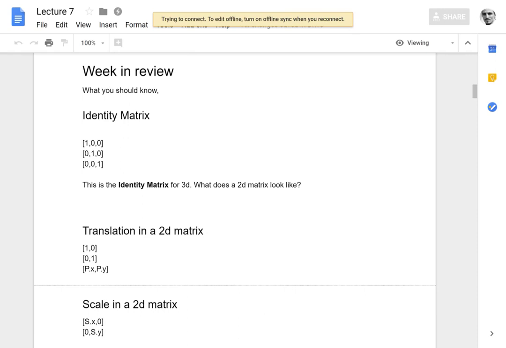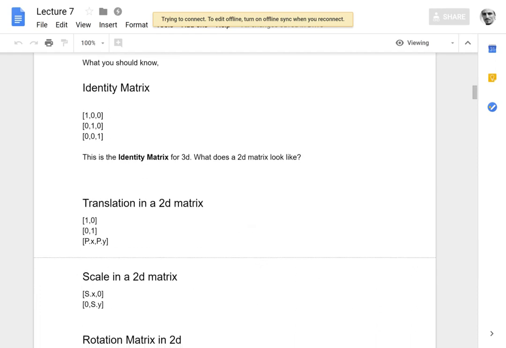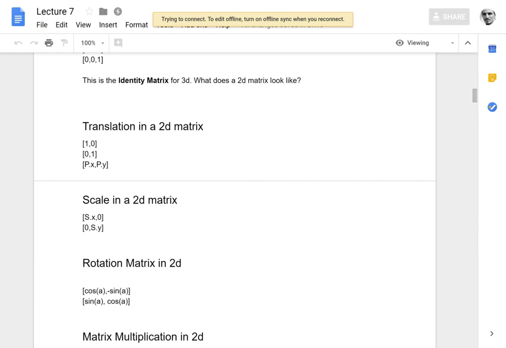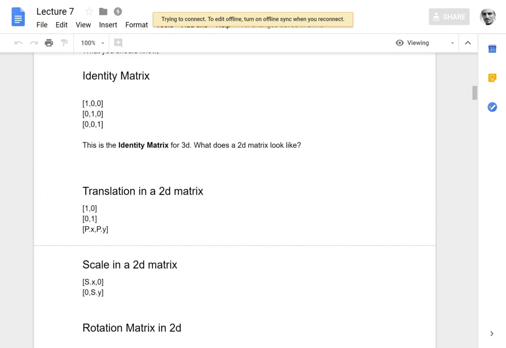Okay, let's go through the week in review. What we learnt last week, what you should definitely know, and if you don't know it, you should be yelling at me. We learnt about the identity matrix, which is one matrix which has ones in the diagonal. And there's a very good reason why they run in the diagonal. That's an identity matrix for 3D. You should all know what it looks like for 2D. You should all be able to conceive what it looks like for 4D and 5D and 6D.